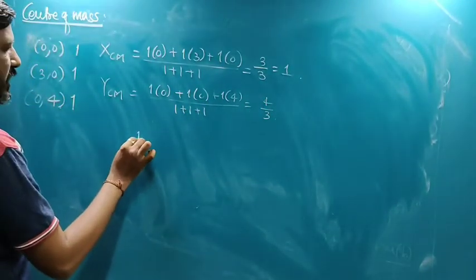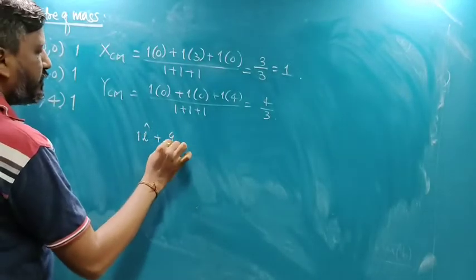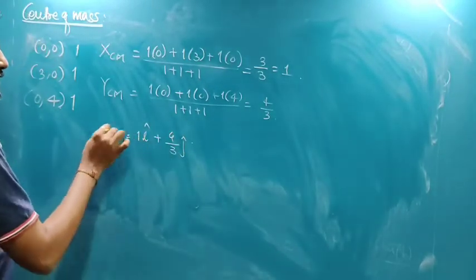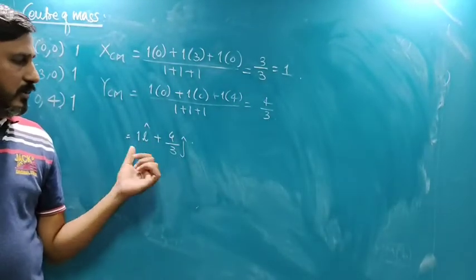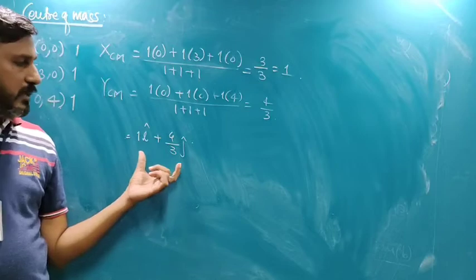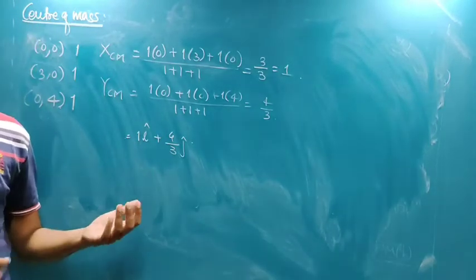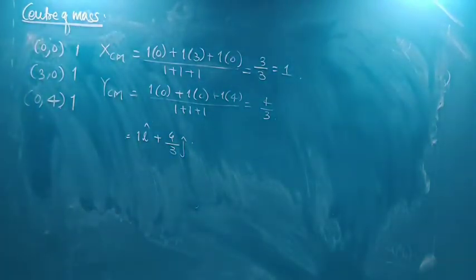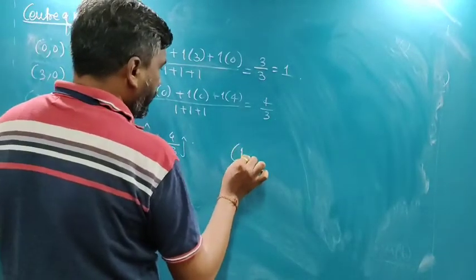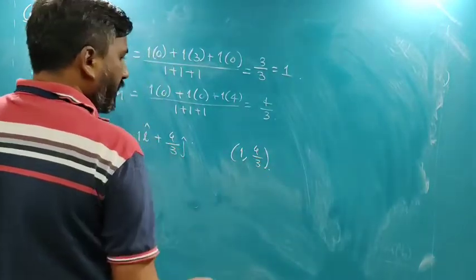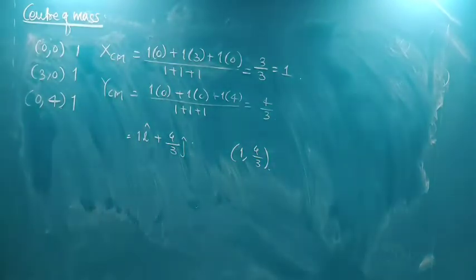So the final coordinates are 1 i cap plus 4 by 3 j cap. These are the coordinates of the center of mass along the x-axis and the y-axis. That is, 1 and 4 by 3 are the coordinates, and in vector form we can express it in this way. This is your simple answer. And if you write the coordinates, then it will be just the bracket. You have to mention the coordinates of the center of mass. In this way we can calculate the center of mass of bodies.